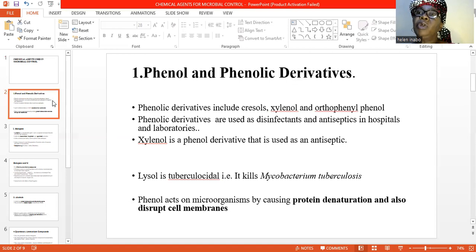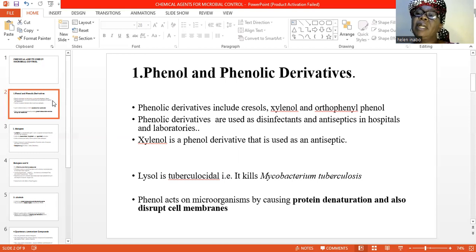He also used phenol to achieve skin asepsis, that is, the site of surgery or where the incision was to be made was swabbed with phenol. Phenol has its drawbacks or disadvantages, which include: one, it has a strong, disagreeable odor. Two, it causes skin irritation.